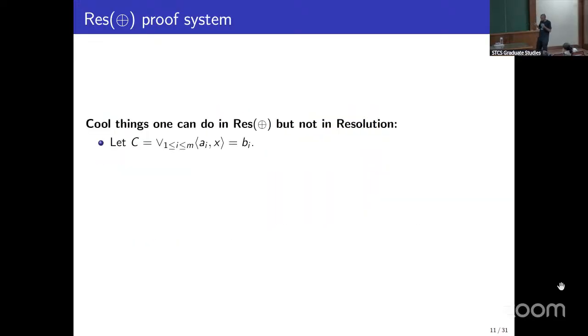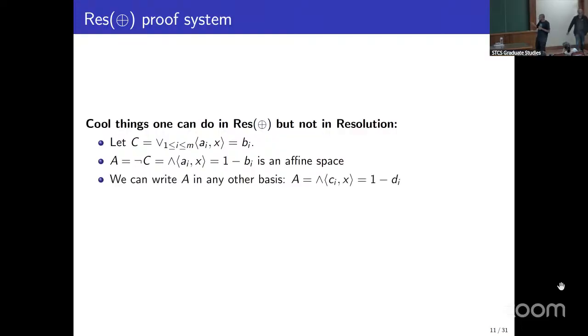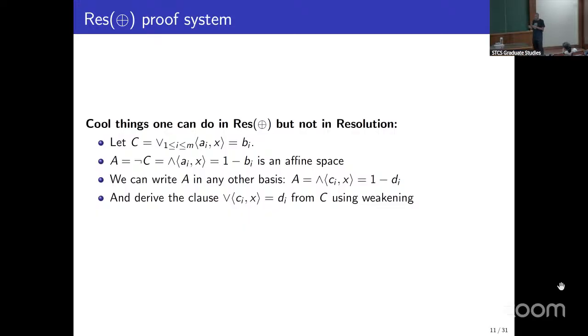And this is one reason ResLin is more powerful than resolution: you can do many cool things in ResLin. One example is this. Let's say you have a linear clause. Note that its negation is an affine space. So you can write this affine space in any other basis. And that negation will be another linear clause, but semantically they're the same linear clause.